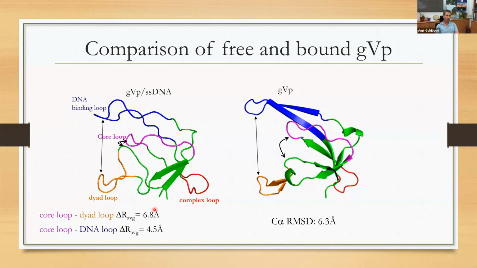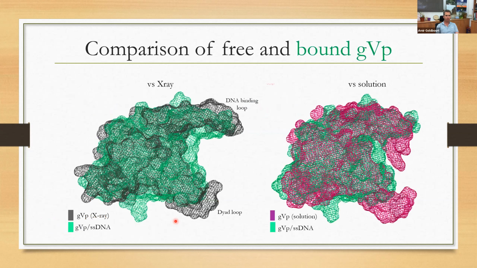And these are the average differences in angstrom between the different loops. That tells you that the protein actually shrinks. It's like it's trying to capture the DNA. Now, these are numbers, and then you can see in this beautiful plot how this space is being filled. So the green is the complex structure, and the black is the extra structure.